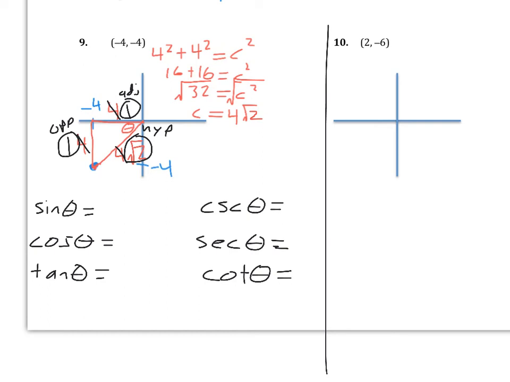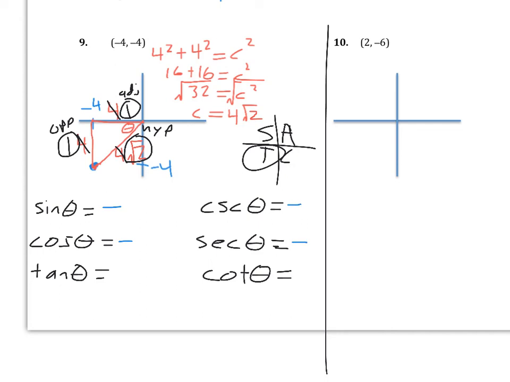Alright, remembering what quadrant we're in, A, S, T, C. We're in quadrant 3, so tangent's positive. If tangent's positive, sine's negative, cosine's negative. Their reciprocals are negative.